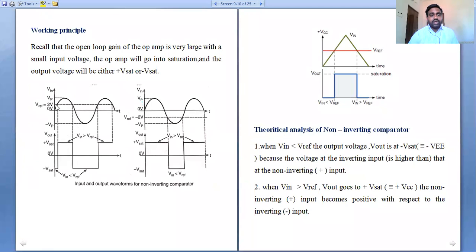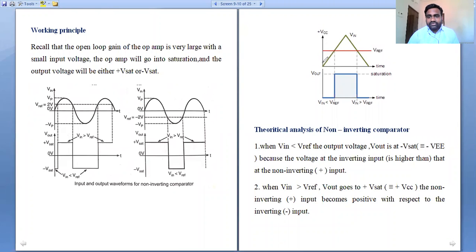So we explained the output waveform with the positive reference voltage and negative reference voltage. The same discussion applies to the time variant signal. See, this is a triangular wave. I considered the positive peak of the triangular wave and applied the reference voltage.